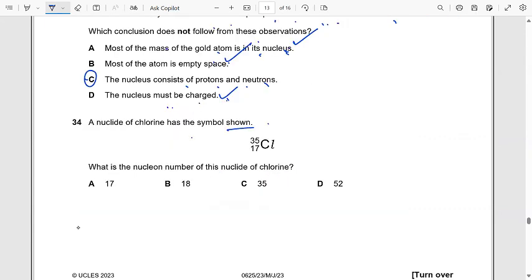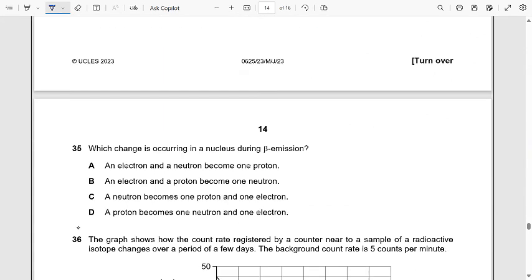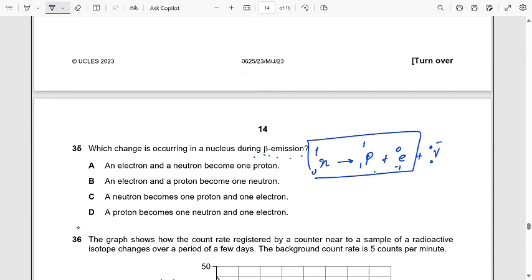Nuclide of chlorine has a symbol shown. What is the nucleon number of this nuclide of chlorine? The nucleon number of this nuclide of chlorine is 35. Which change is occurring in the nucleus during its beta emission? Negative emission में क्या होता है कि आपके पास neutron converts into a proton and electron, ठीक है, and there is another thing आप पढ़ेंगे आगे जाके, anti-neutrino, ये A levels में पढ़ेंगे, ठीक है, but neutron converts into a proton, and साथ energy लिख देते हैं, right, so neutron becomes a proton and one electron.